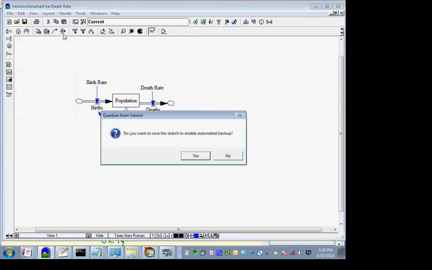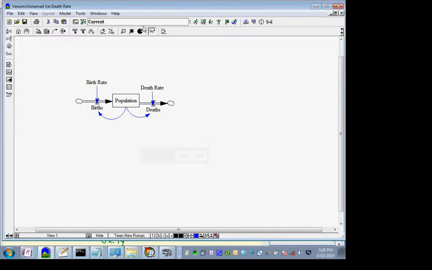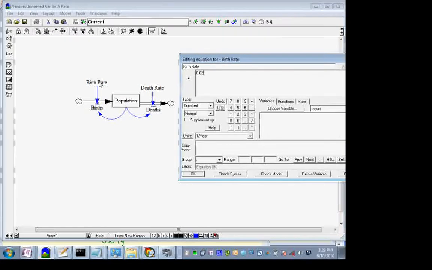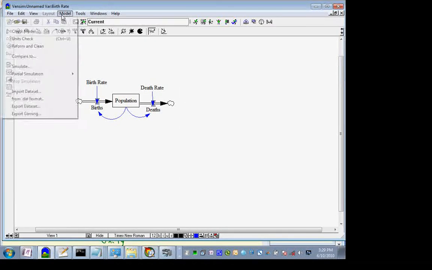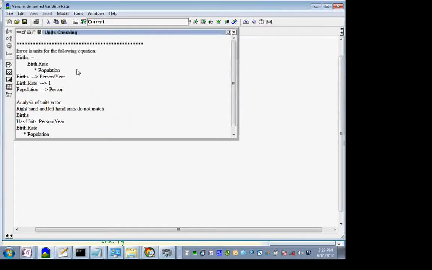No, units are A-okay. And if I had a problem here, if I said that this is just, say, 1, and I tried to do it, it would say there are errors in the units. In this equation, the birth rate is 1, population is given as person, but births is given, and you told me it's person per year, but this doesn't drive. Right-hand and left-hand units do not match. For births, the units don't match the units for the right-hand side.